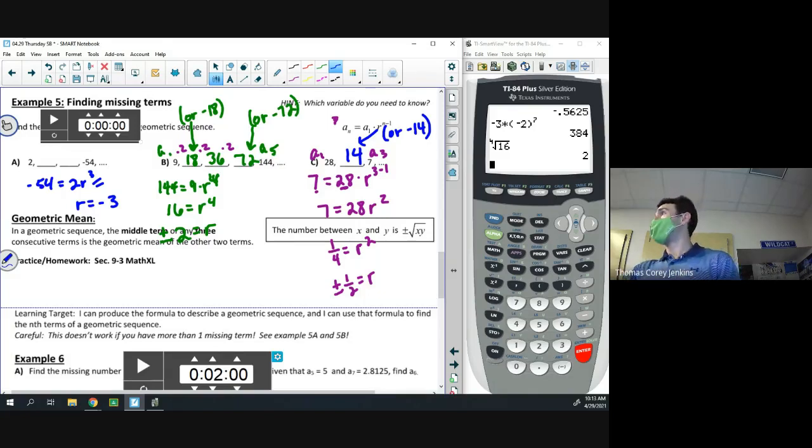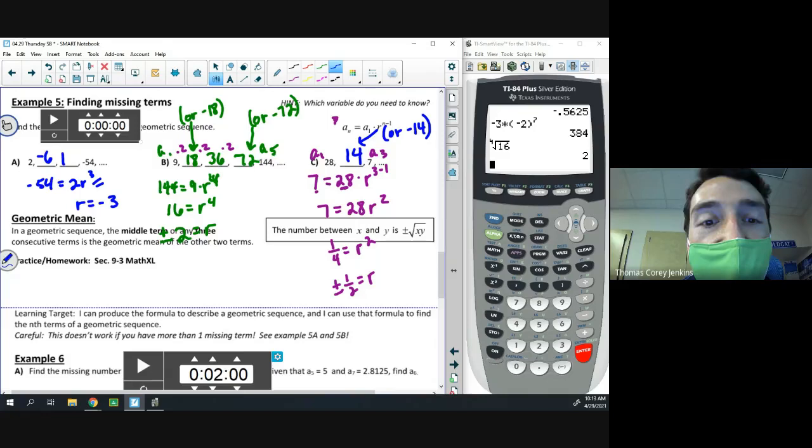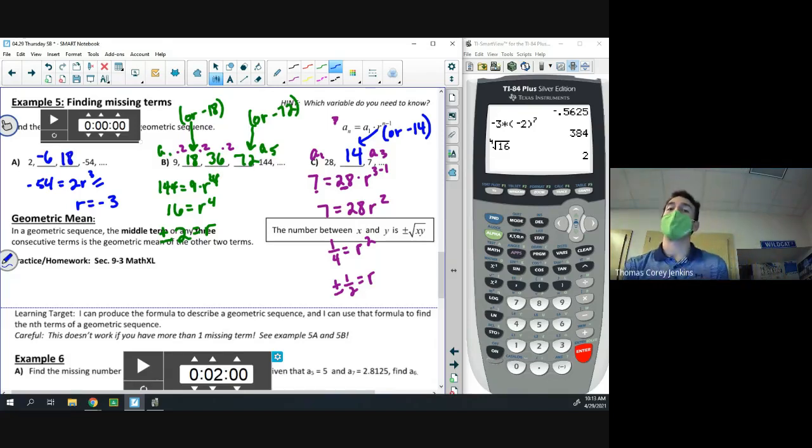So now we know we just multiply by -3. So 2 times -3 is -6. -6 times -3 is +18. And then just to make sure it works, 18 times -3 is -54, okay? All right, any questions on that one? Okay, so let's finish up with example 6 real quick.